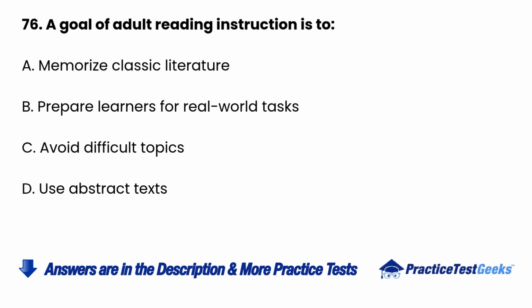76. A goal of adult reading instruction is to A. Memorize classic literature. B. Prepare learners for real-world tasks. C. Avoid difficult topics. D. Use abstract texts.